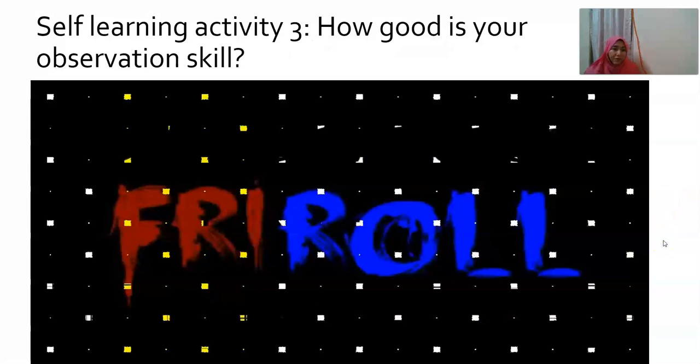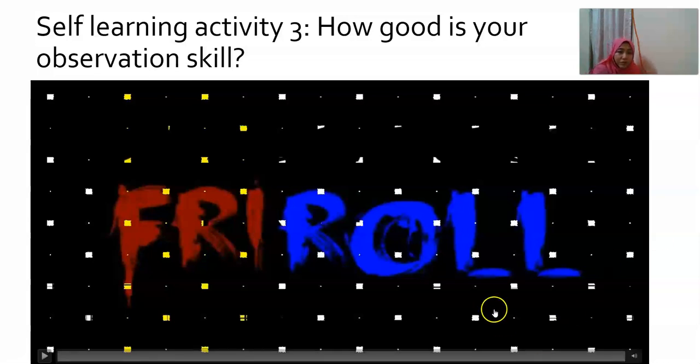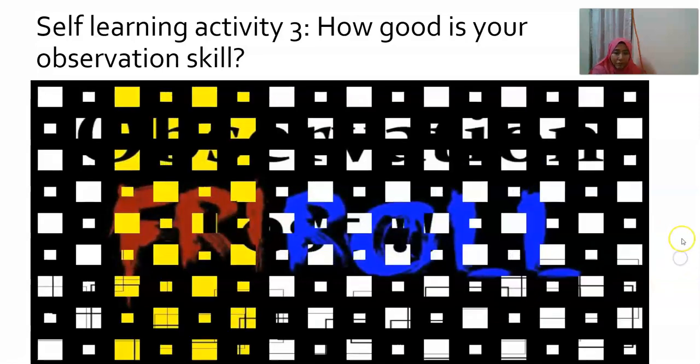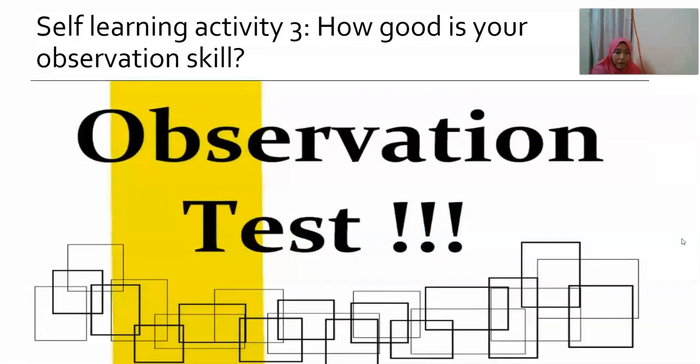Alright, next we look at self-learning activity 3. It is about your observation, one of the skills that is important in our class, which is the skill for critical thinking. I want you to see this one also, to get some observation test.